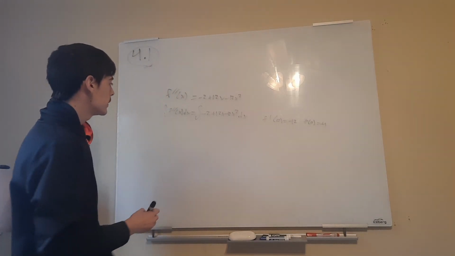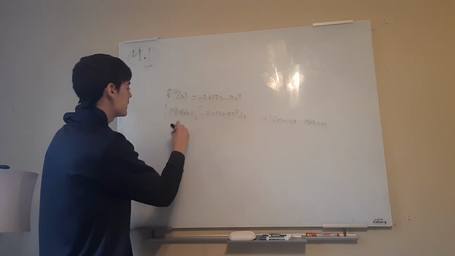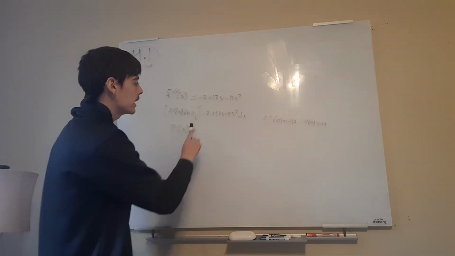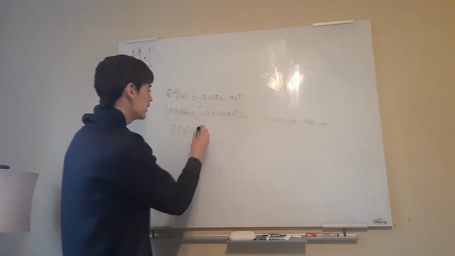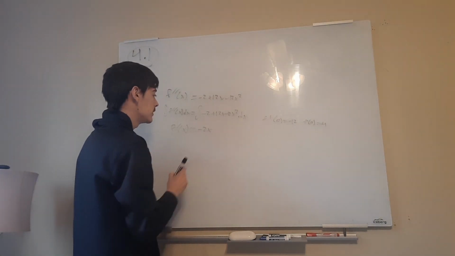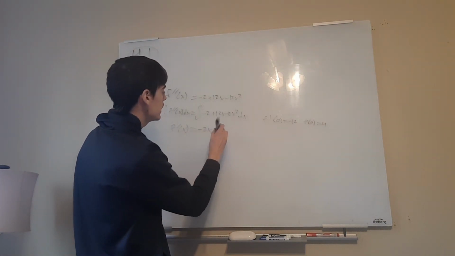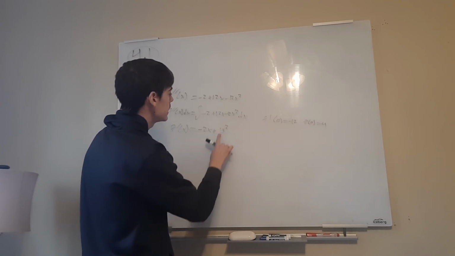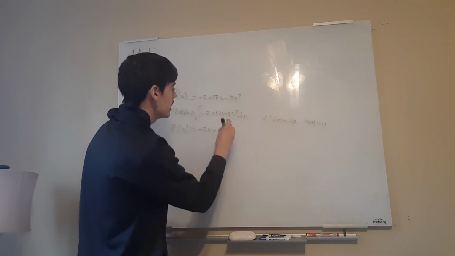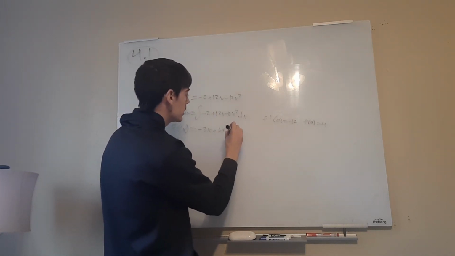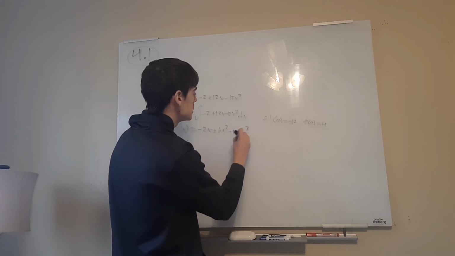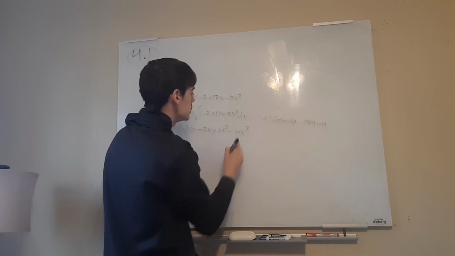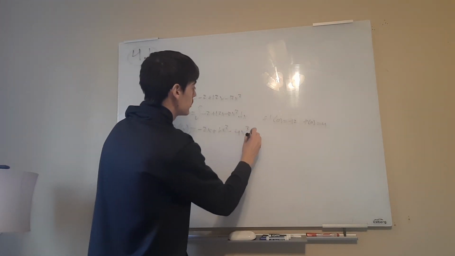So if we integrate f double prime x, we are just going to get f prime of x, and that is going to be equal to the integral of all this. And all of this is just going to be a reverse power rule again. So integrating -2 will give us -2x. Integrating 12x will give us 12x squared over 2, which is the same thing as 6x squared. Integrating -12x squared will give us -12 times x cubed over 3, which is the same thing as minus 4x cubed. And don't forget, we have to have our plus c.